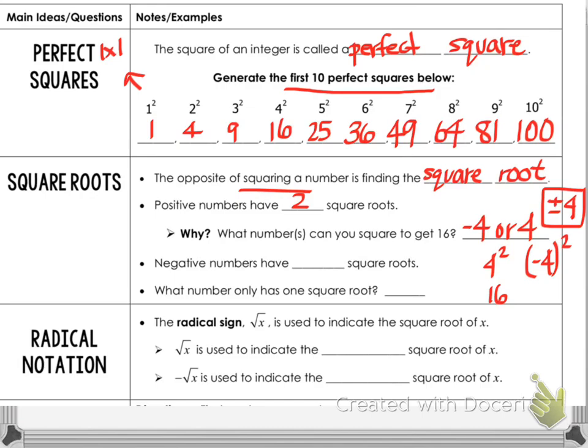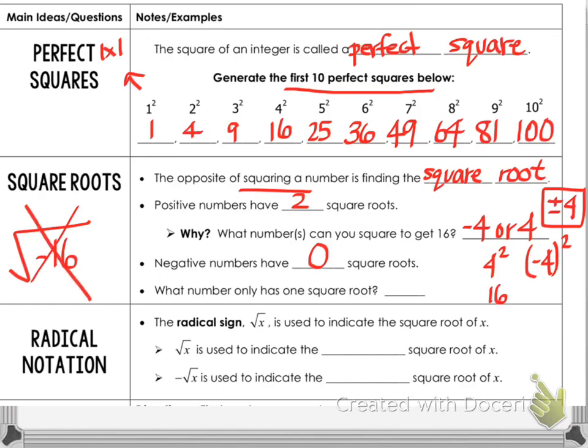All right, negative numbers have 0 square roots. Why would a negative number have no square root? Let's think about it. The square root of negative 16. What number times itself will give you negative 16? No number, because 4 times 4 is positive 16. Negative 4 times negative 4 is positive 16. Remember, it must be the same number, so it can't be negative 4 times positive 4. So there are 0 square roots for a negative number.